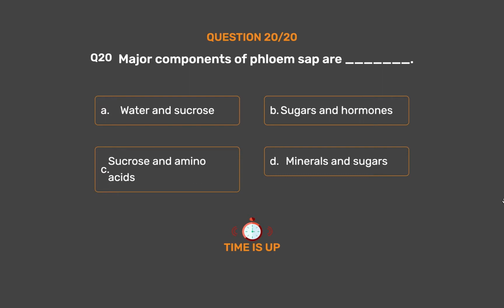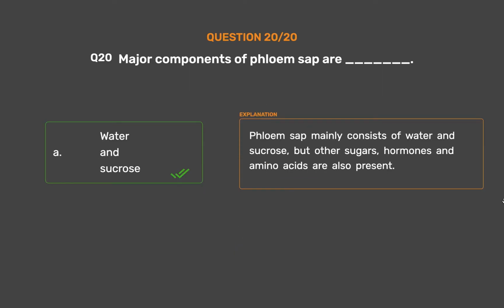The correct answer is option A. Water and sucrose. Phloem sap mainly consists of water and sucrose, but other sugars, hormones and amino acids are also present.